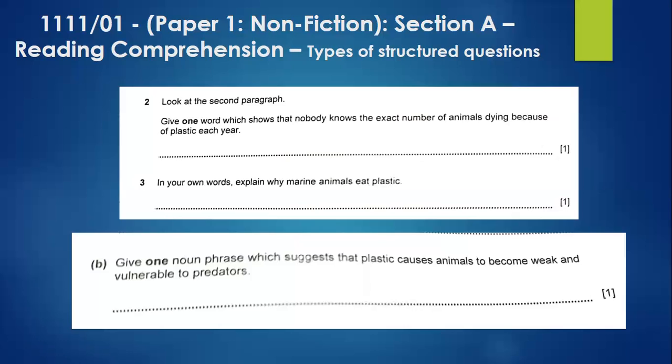One noun phrase means a small group of words. So you do not really need to write a whole sentence. And even when they ask for one word, please avoid writing down the whole sentence. This will allow you to avoid wasting unnecessary time by writing too much.